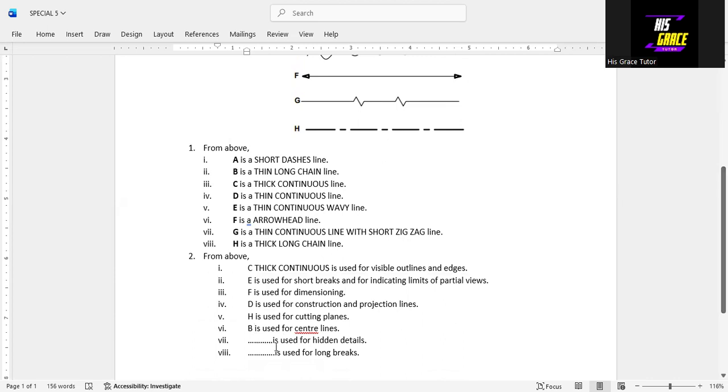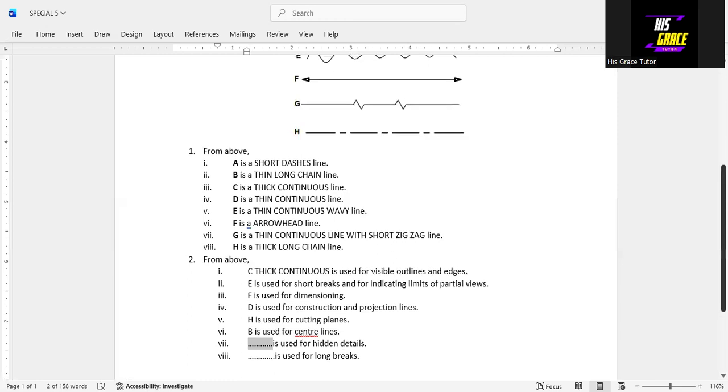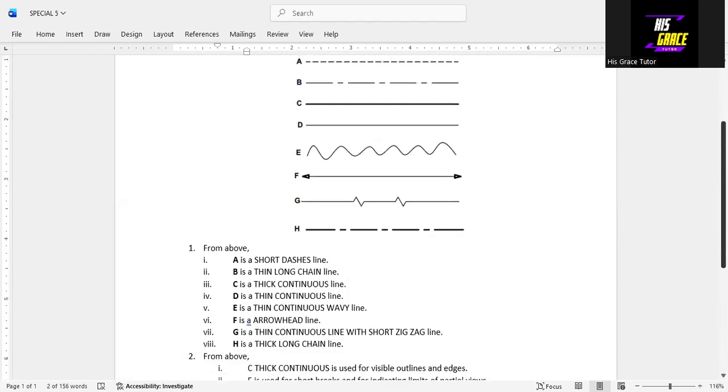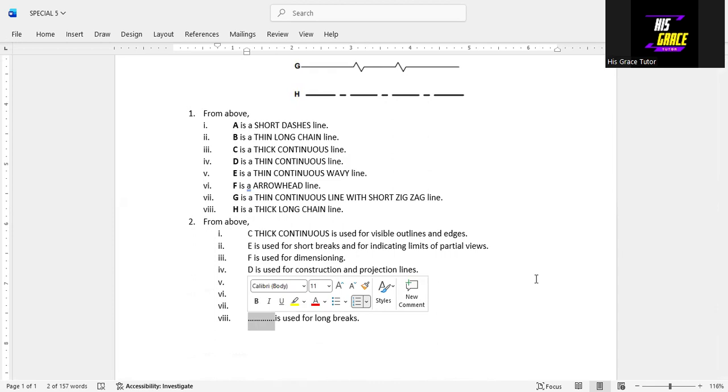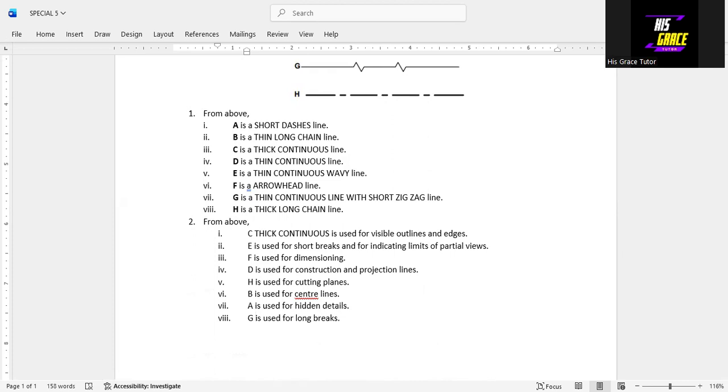Then Roman figure 7 says that the dash is used for hidden details. The line that we use for hidden details is A, which is the short dashes line. Then Roman figure 8 says that the dash is used for long break. So we use the thin continuous line with short zigzag for long breaks. That is G.